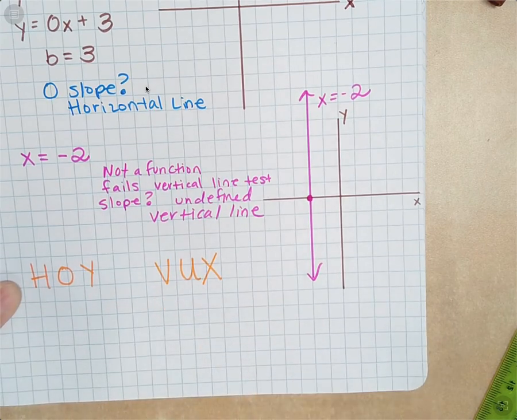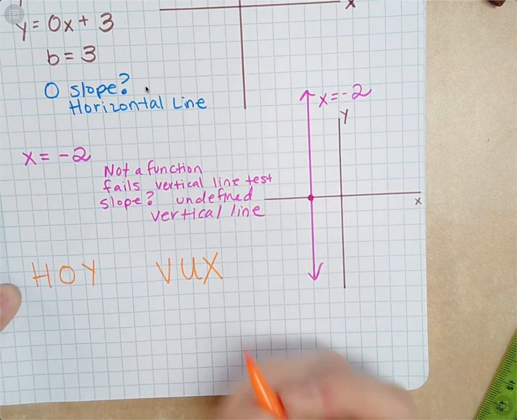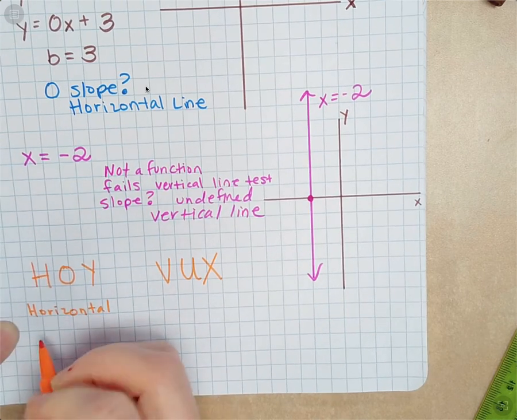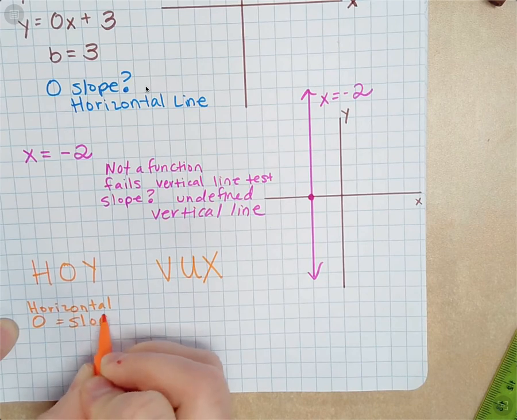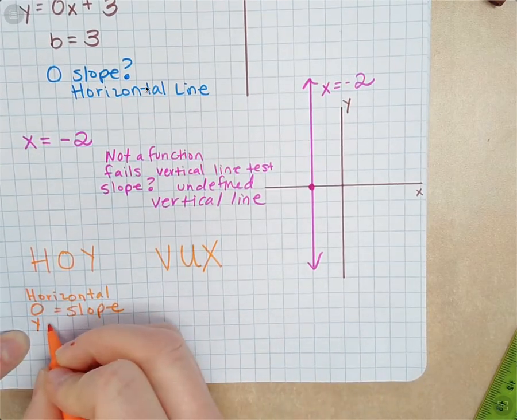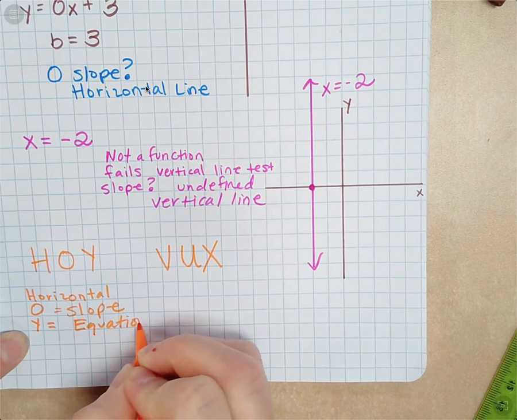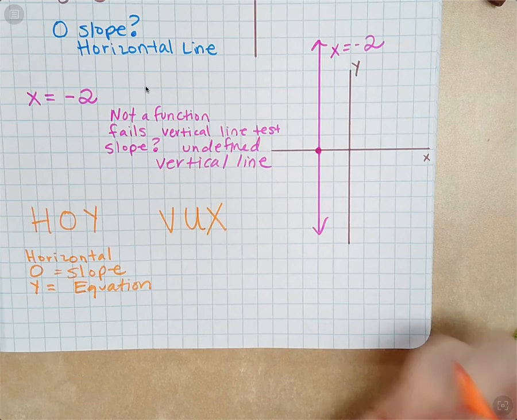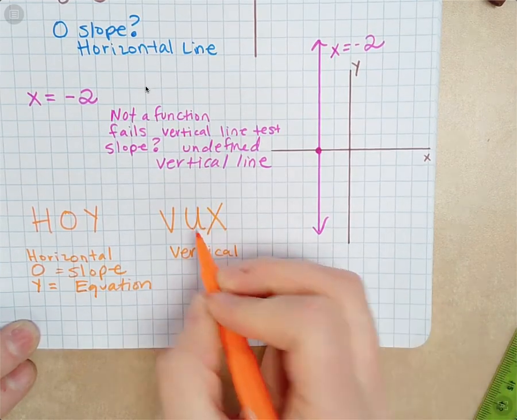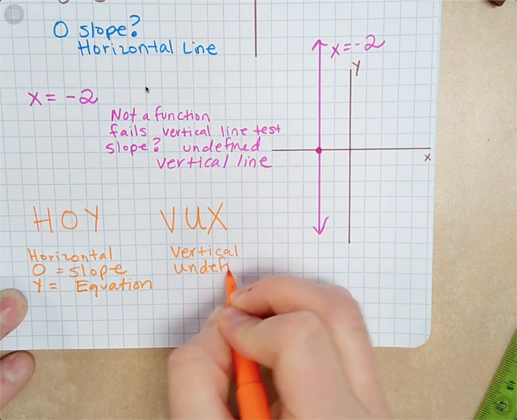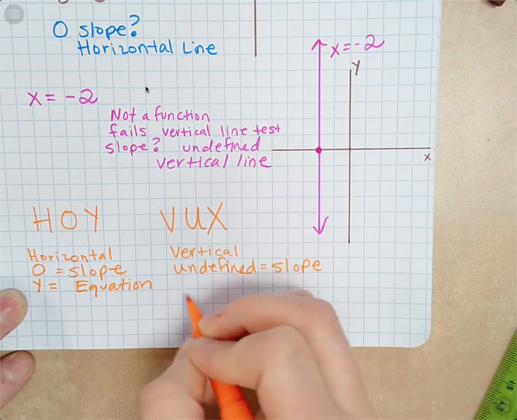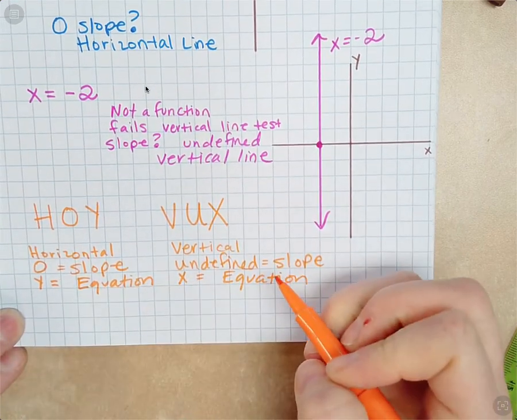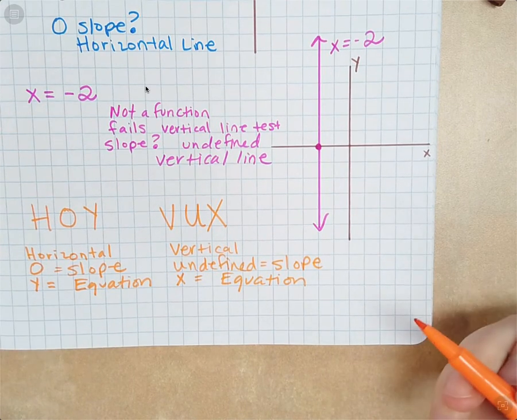What do you think Hoy means? Chips Ahoy. What does the H stand for in Hoy? Horizontal. What does the 0 stand for? 0 slope. What would the Y mean? Y equals equation. Chips Ahoy. And then what would VUX mean? Vertical line. What does U mean? Yep, undefined slope. And what is X? It's an X equal equation. Chips Ahoy and VUX. Tux? I don't know what VUX is.